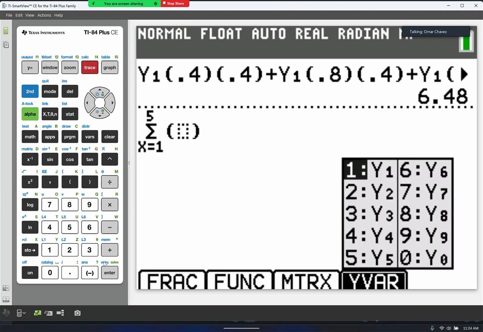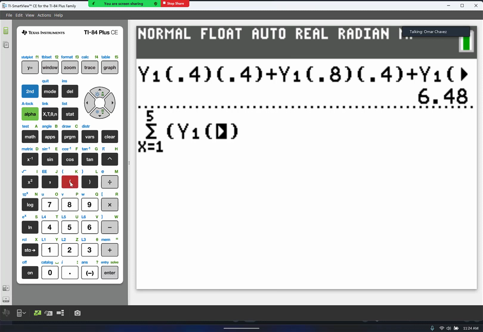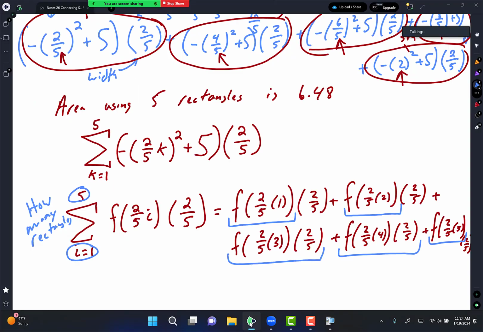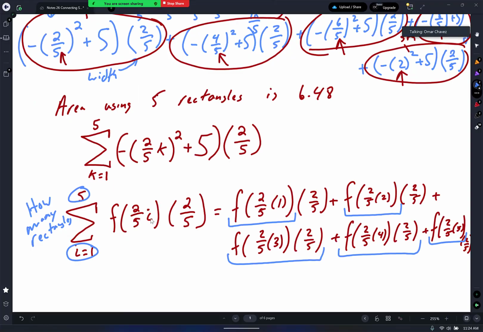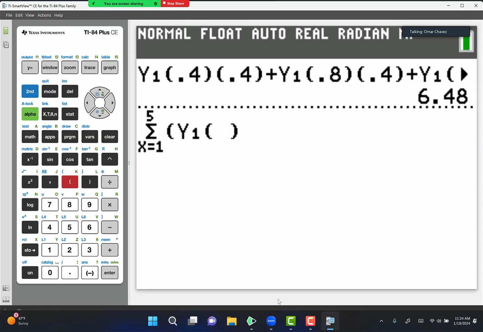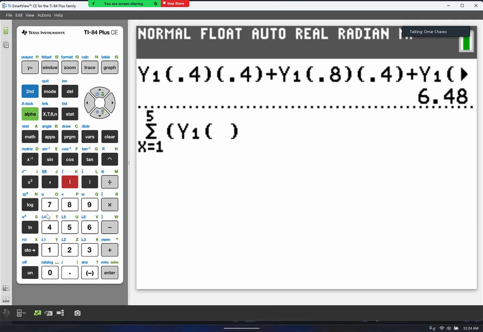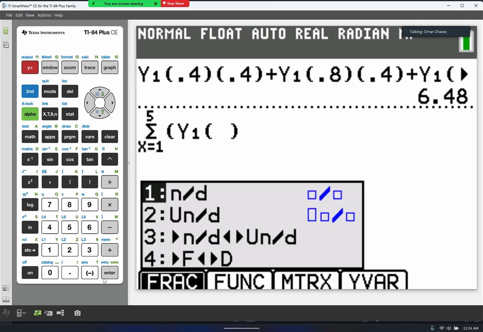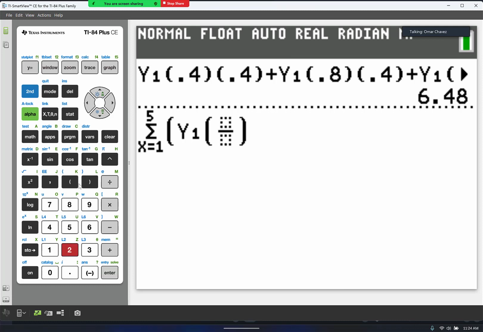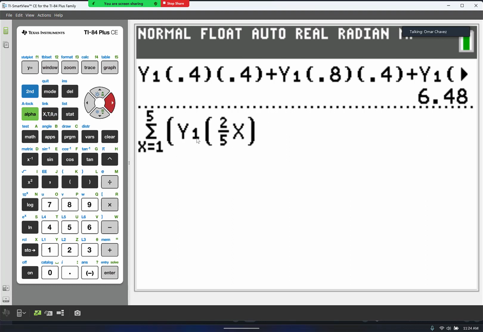And in here, I'm going to type, let's see, what am I going to type? I'm going to type 2/5 x. Or what's the same as 2/5? 0.4? I'll do the 2/5 to stay consistent. So here it is, 2/5, and then I'm going to put the x next to it. I close it, and I'm going to multiply this by 2/5.